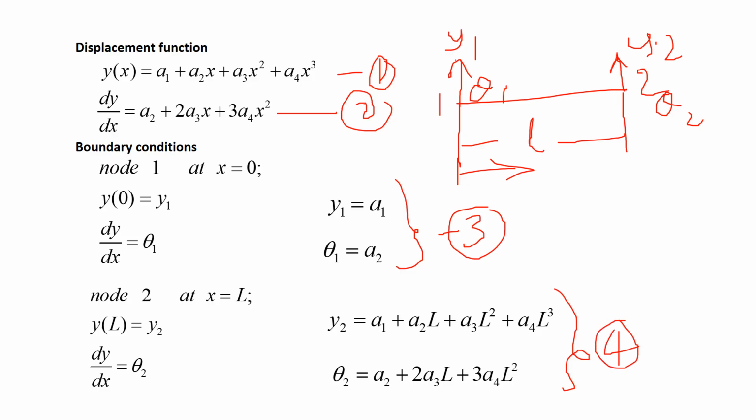From equations 3 and 4, there are 4 unknowns a1, a2, a3, a4. Here a1 is equal to y1, we can directly say that a2 is equal to theta 1. Now we have to find out a3 and a4, which are constants. a1, a2 constants we directly get. So for a3 and a4, by substituting these values and simplifying, we find the a3 and a4 values. After finding the a1, a2, a3, a4 values, substitute in equation 1.